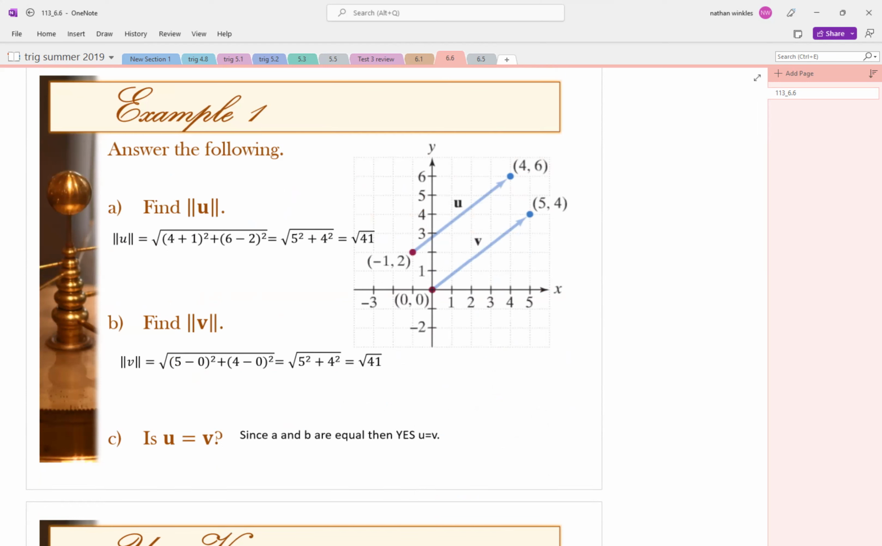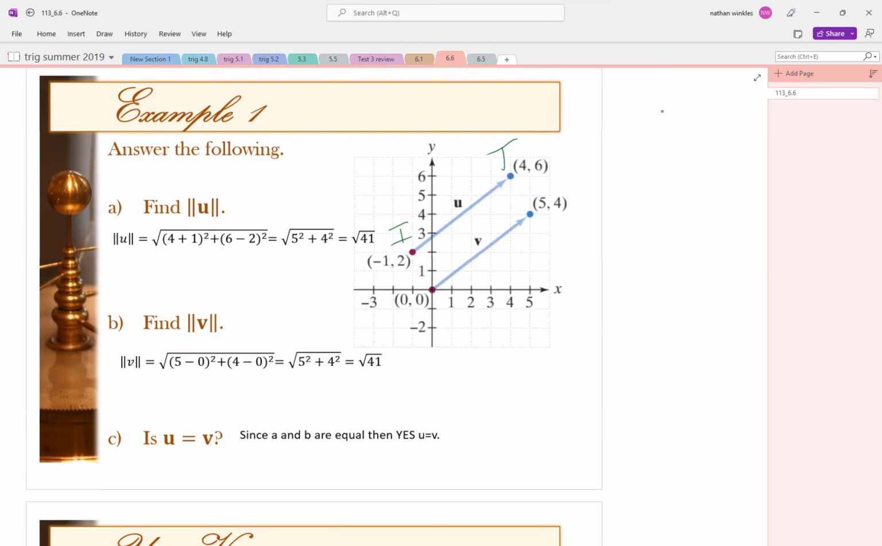So we're told we want to find the magnitude of u. To find the magnitude of u, that is simply the difference of our 2 points. So if you had u, this is our initial point, and this is our terminal point. So the magnitude of u is literally 4 minus a negative 1, which is 4 plus 1, all squared, plus 6 minus 2, all squared. It's just like the distance formula, really.